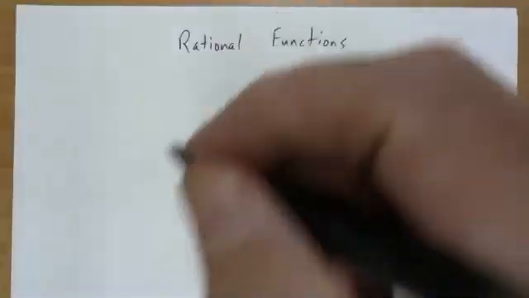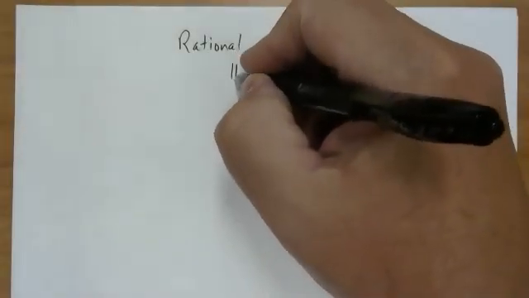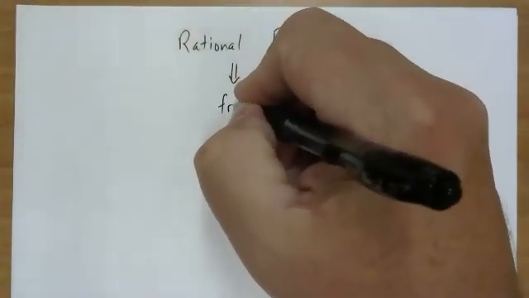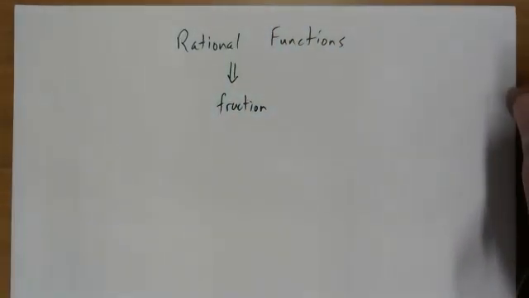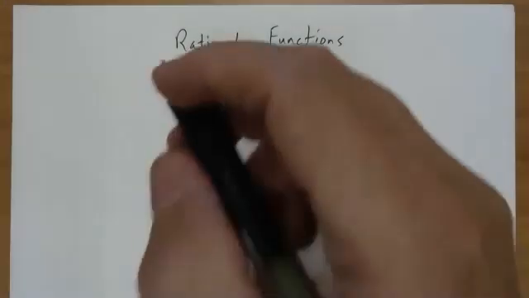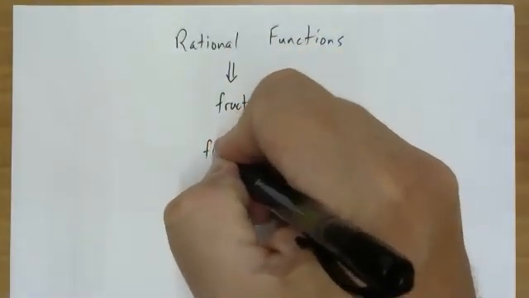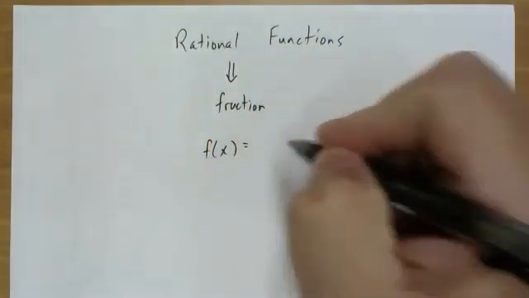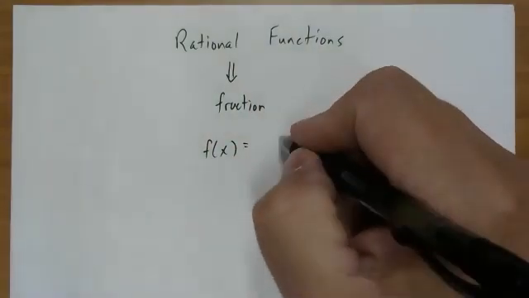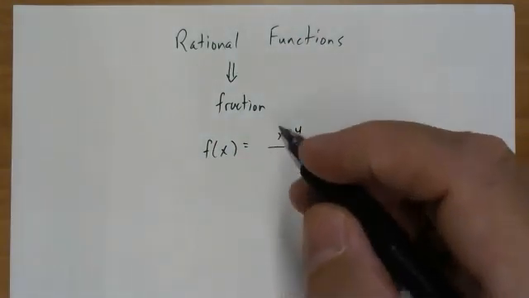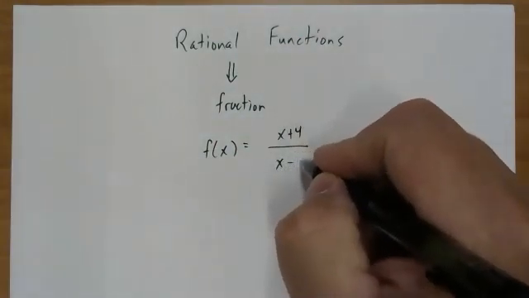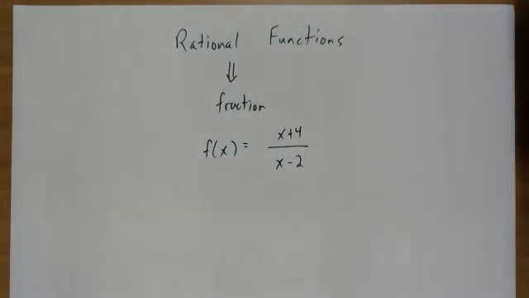First of all, a rational function, to put it simply, means it's going to be an expression that's like a fraction. Matter of fact, I'll just write down the first problem I'm going to look at: x plus 4 over x minus 2.